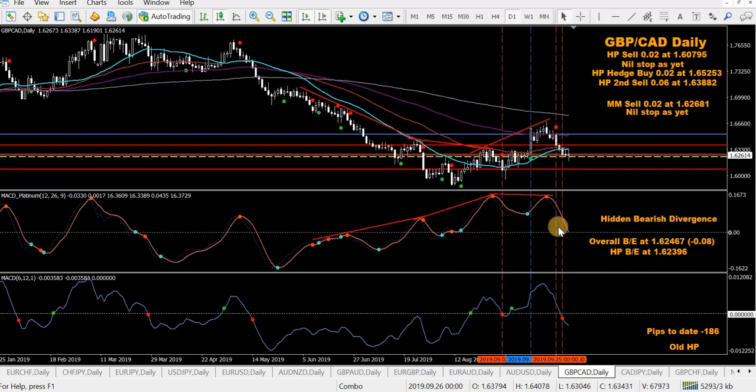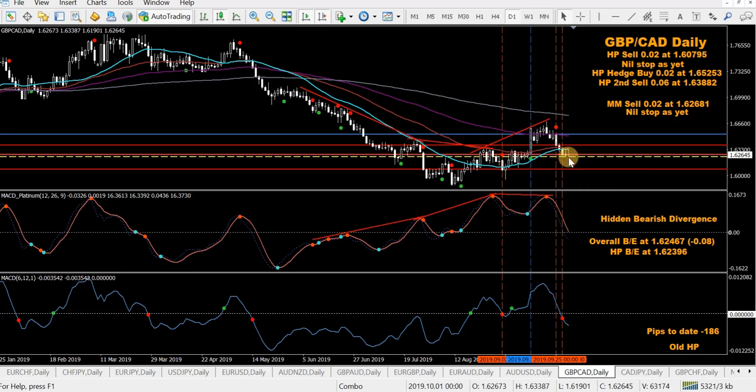Pound CAD, I'm in here, HP sell, hedge buy, and a second sell, and a Mod MACD sell. Overall break even and the HP break even are about the same, 6239, 6246, yeah, minus 0.08. So we're close to the break even levels at the moment.